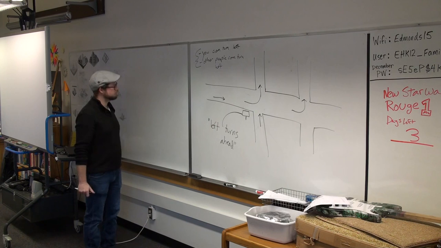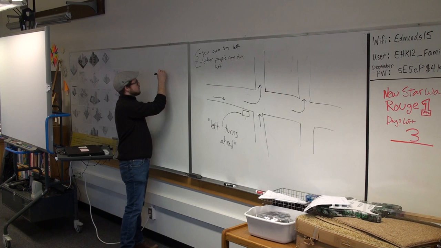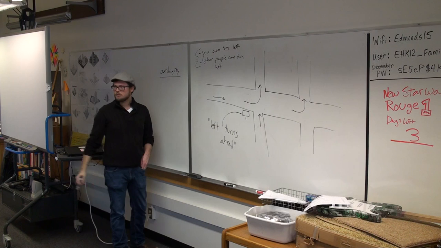In general, it's called ambiguity when you have an expression that could mean more than one thing and it's not clear which one it means.